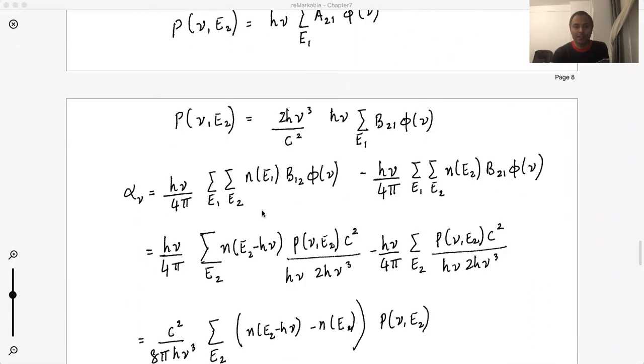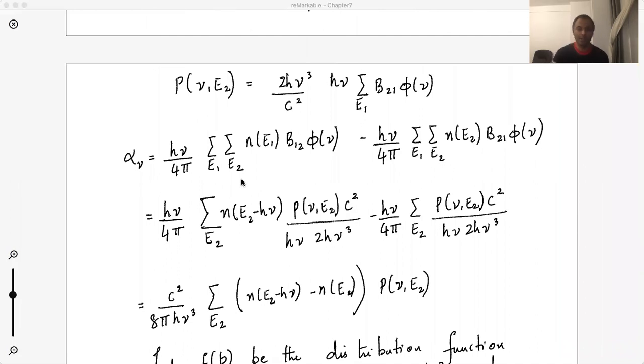The first term is going to be a summation over E1, E2 of N(E1) B12 times the profile function. Now I'm going to use the delta function nature of the profile function, and I'm going to write N(E1) as N of E2 minus h nu. That means I can bring this out of the E1 summation, and I can go through with the summation over E1, as long as I write N of E1 as N of E2 minus h nu. So the E1 summation is basically calculated here, and I just substitute that here.